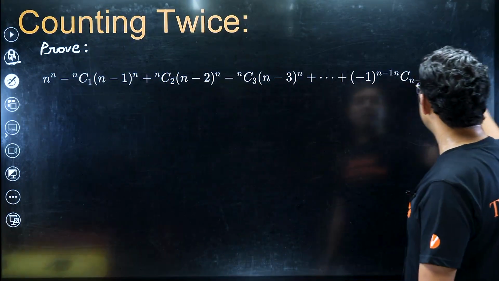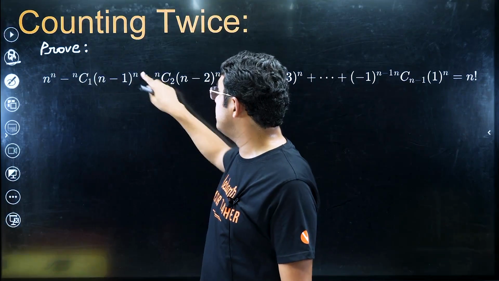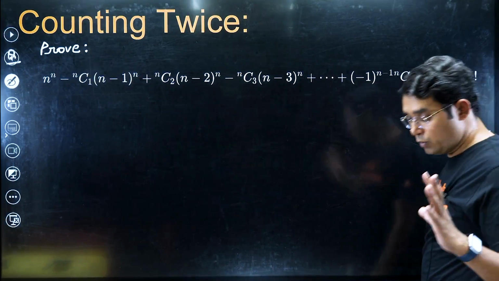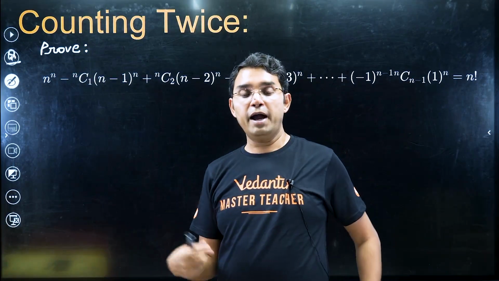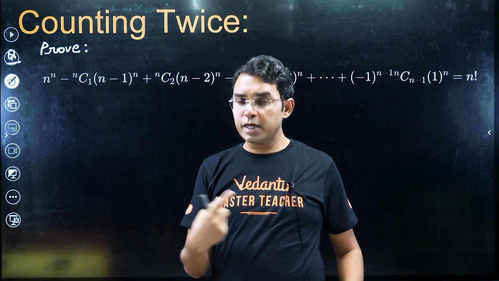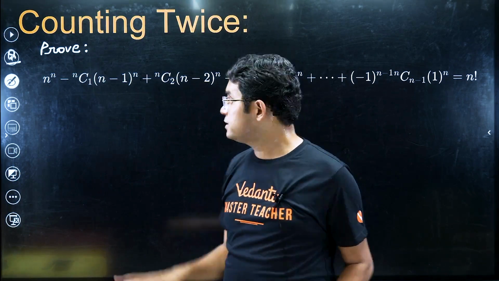Now this identity, please see, nCn n^n minus nC1 (n minus 1)^n and so on, we have to prove is equal to n factorial. In such questions, we have to think of some ideas like group formation, or the inclusion exclusion principle, beggar coin, or number of selections, making a leader, or something like this.